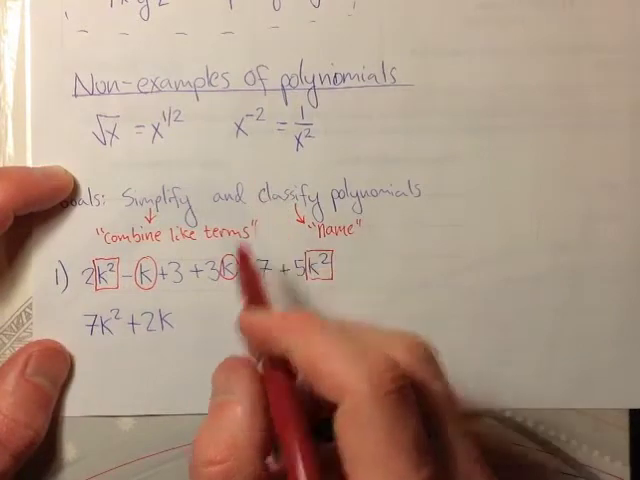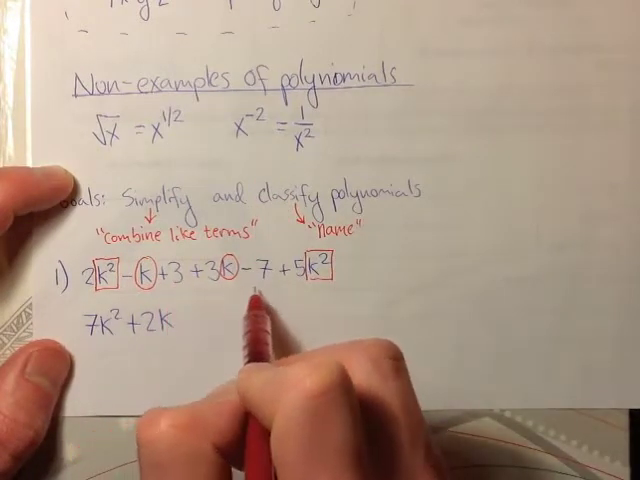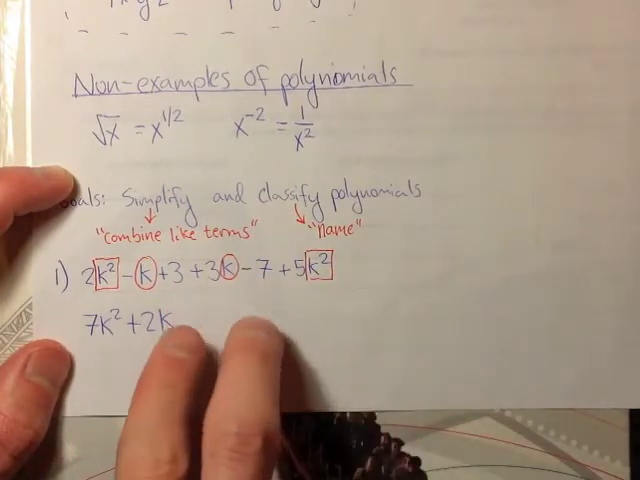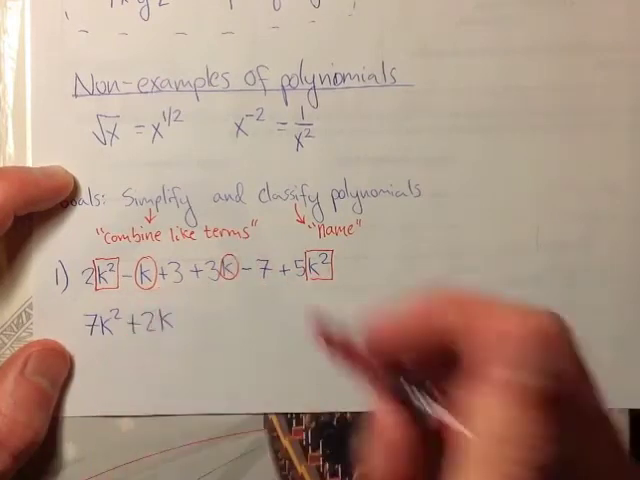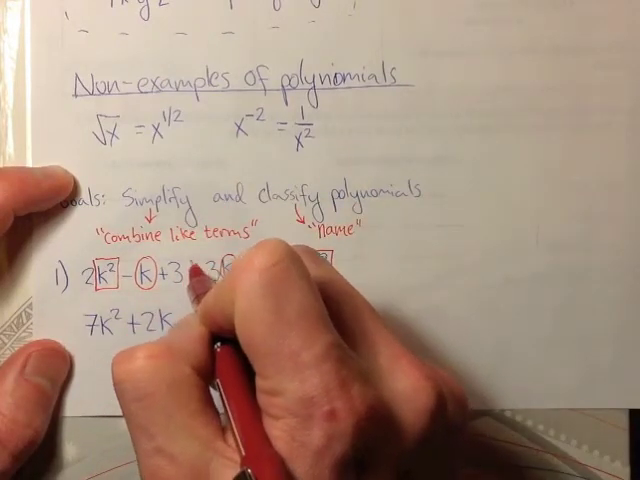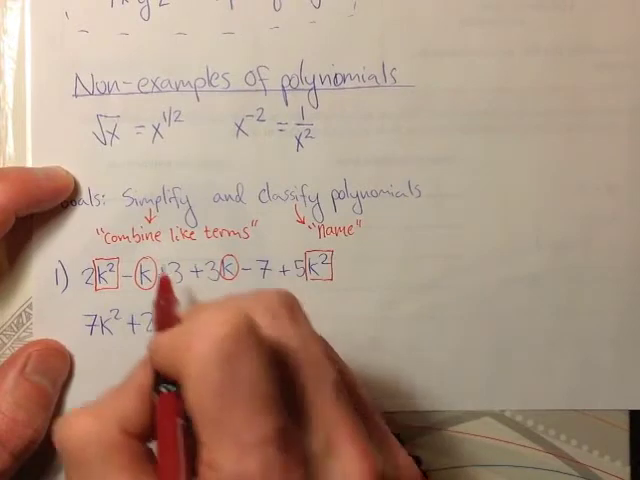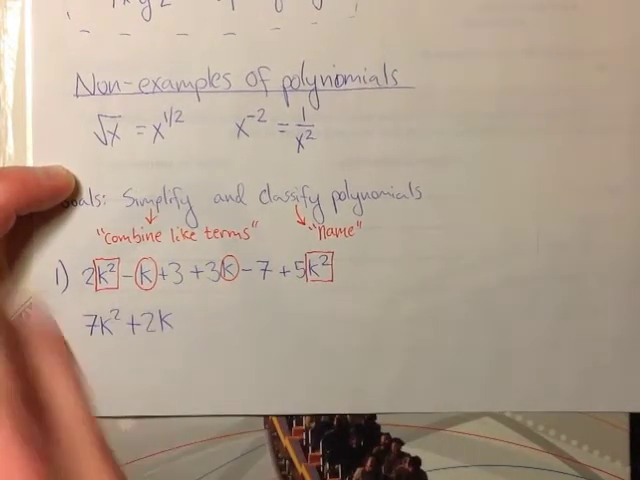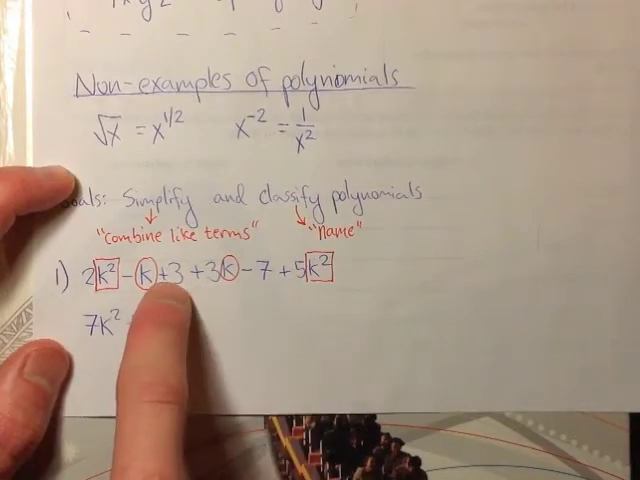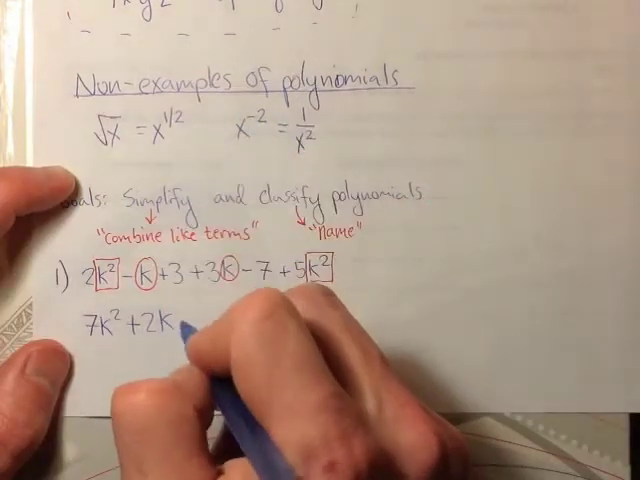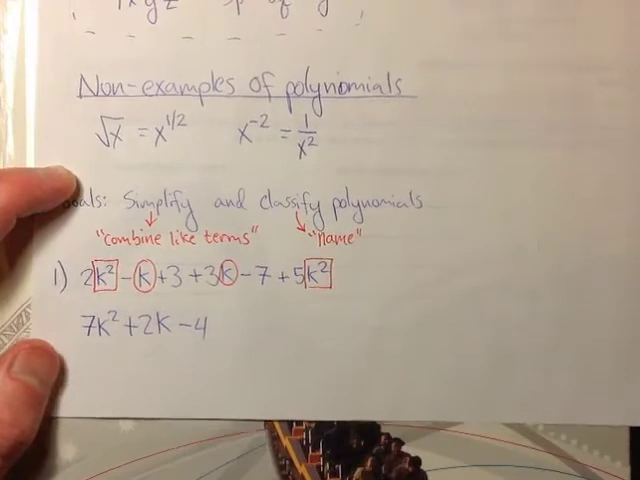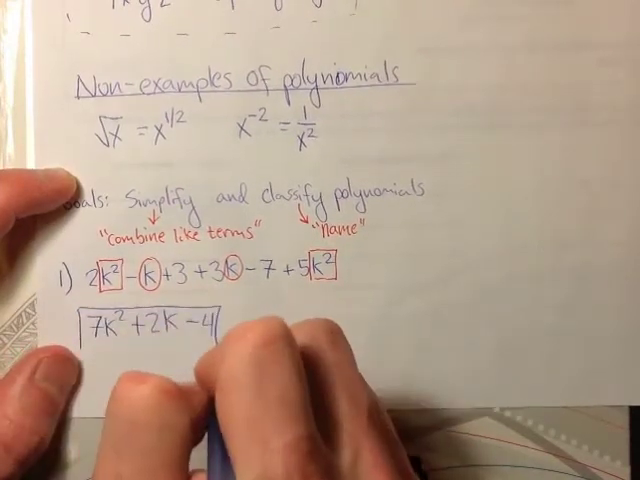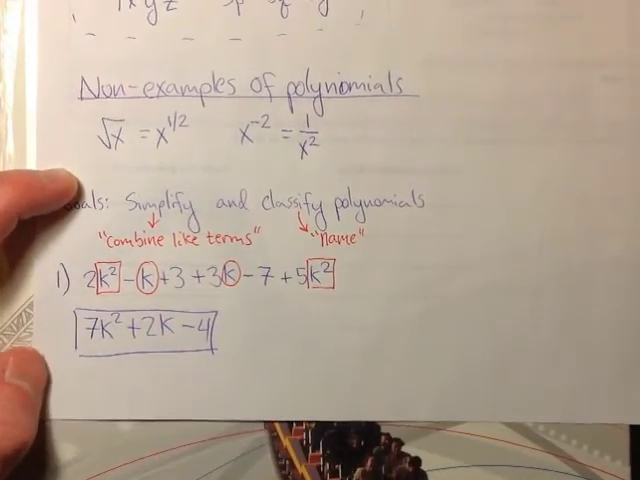Now, as I keep on going, I see a 3 and then a negative 7. Now these, the exponent would be, you could say k to the 0 power, just like this is k to the first power, and this is k to the second power. So they're like terms as well. 3 minus 7, negative 4. Bada bang, done, simplified. Okay? Put a box around that. We worked hard for that.